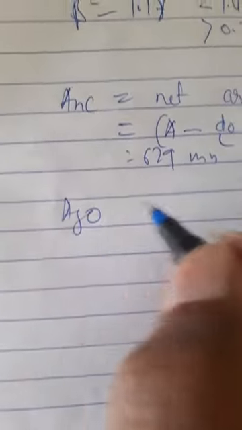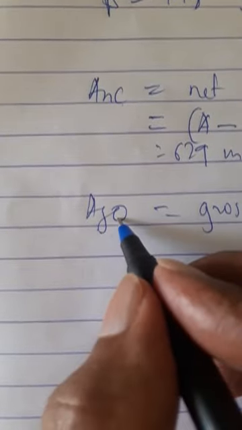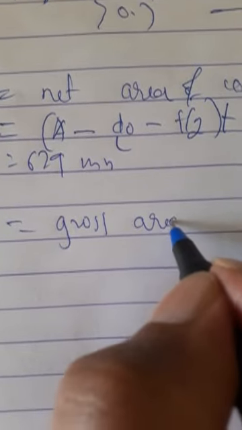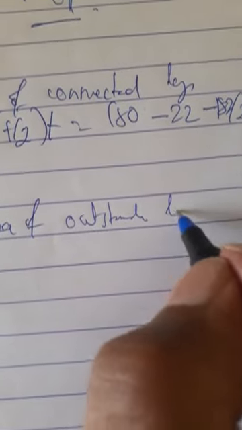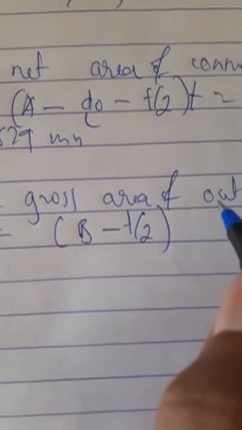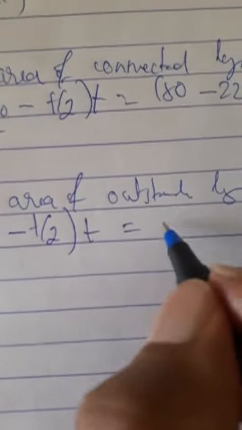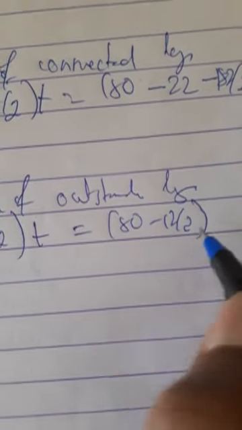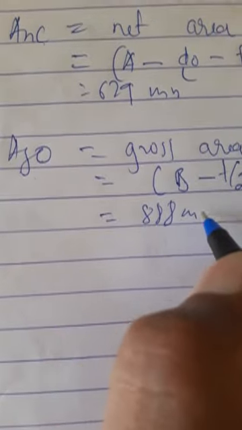Next, Ago. Ago stands for G is gross, O is outstanding: gross area of the outstanding leg. So the outstanding leg is (B minus t by 2) into t. Gross means you should not subtract the bolt diameter. So (80 minus 12 by 2) into 12, you have the answer 888 mm square.